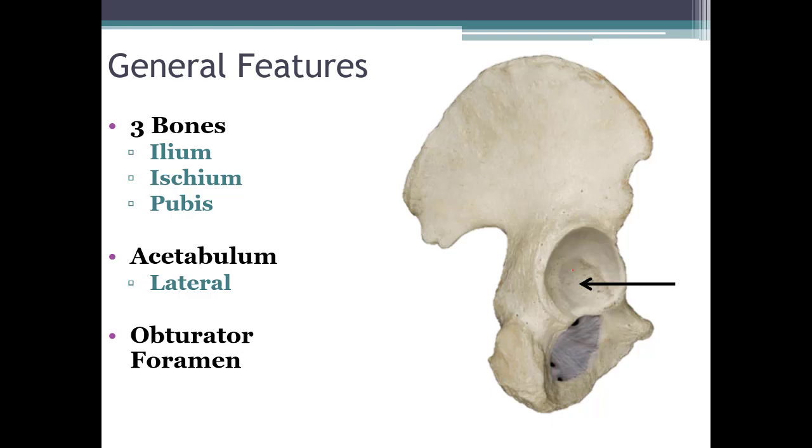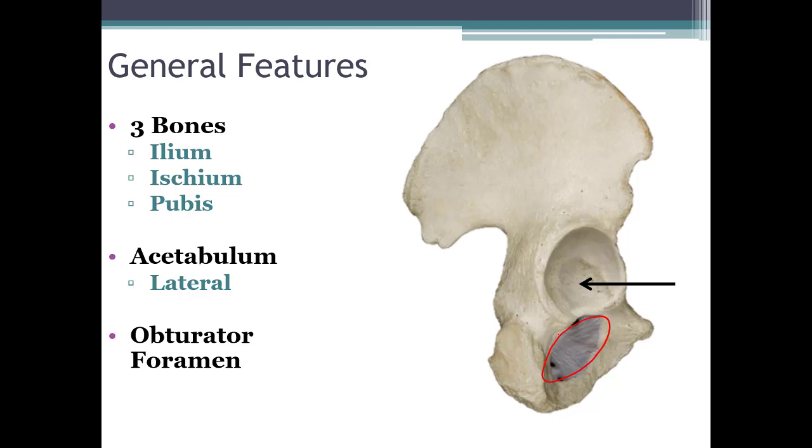The acetabulum should always be lateral because this is where the head of the femur will articulate with the hip. This is essentially the hip joint. So the acetabulum is lateral. Most students want to mispronounce the word acetabulum, but again, it's acetabulum. And then lastly, this hole that you see right here is the obturator foramen. In our terminology lecture, we learned that the word foramen means hole, so this one is called the obturator foramen.